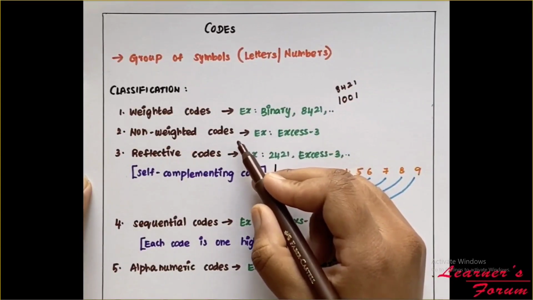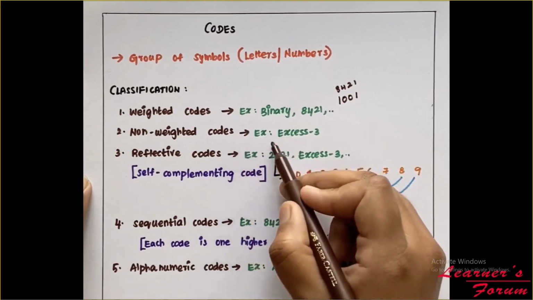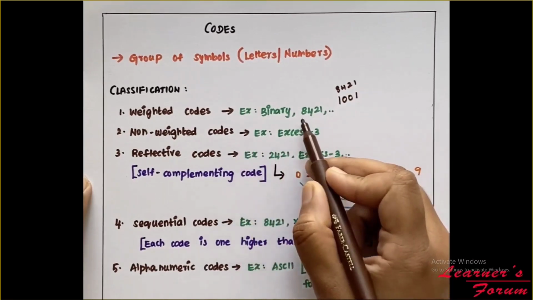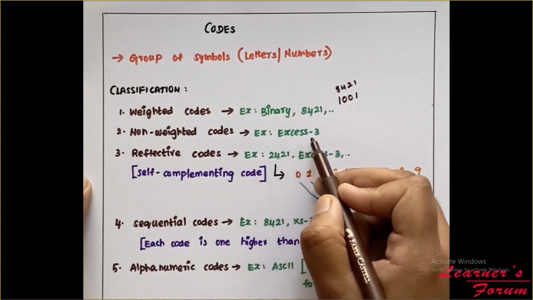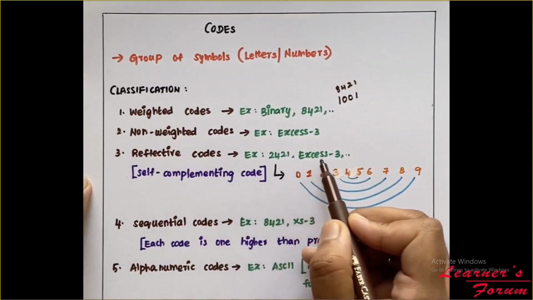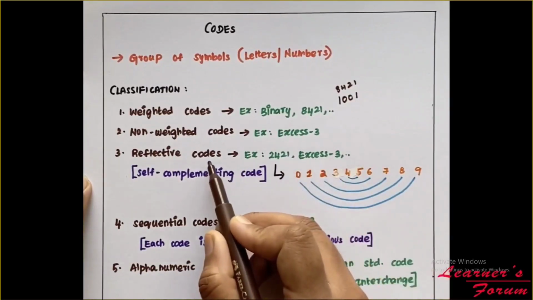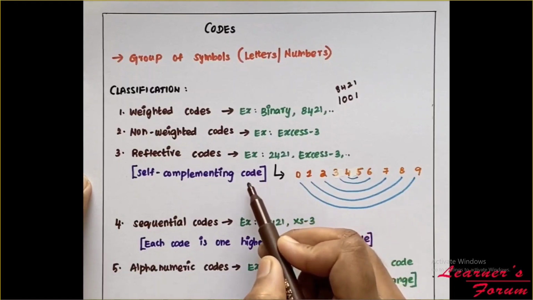Next is non-weighted codes. Here we don't have any positional weights like in the previous case. Example, XS3. So the difference between 8421 and XS3 is about the positional weights. Next classification is reflective codes, which is 2421 or XS3. This reflective code is also called a self-complementing code.